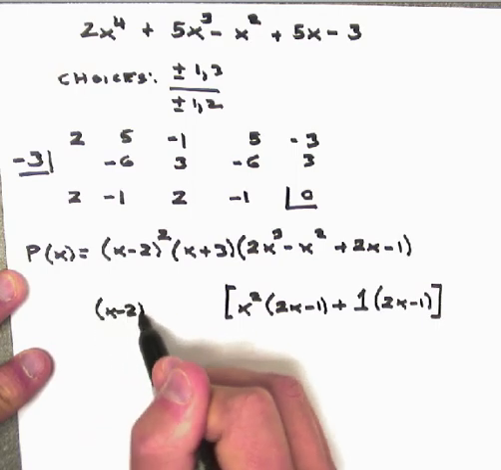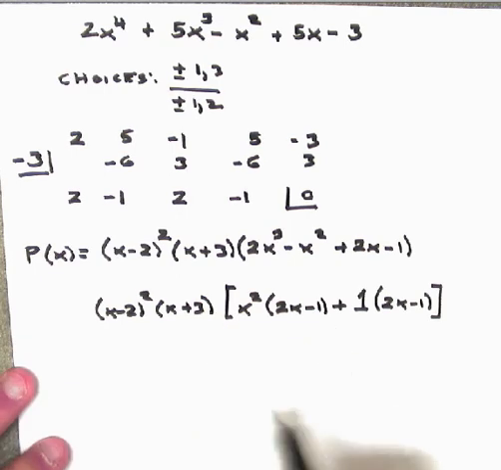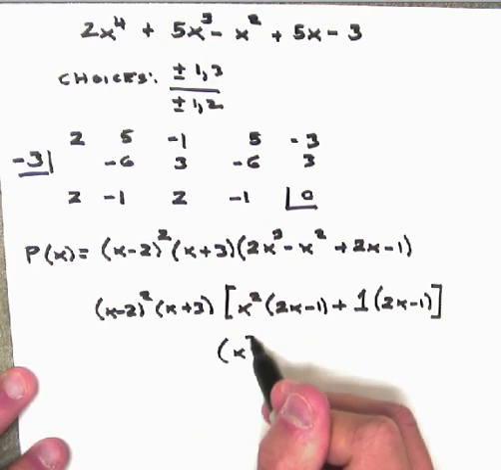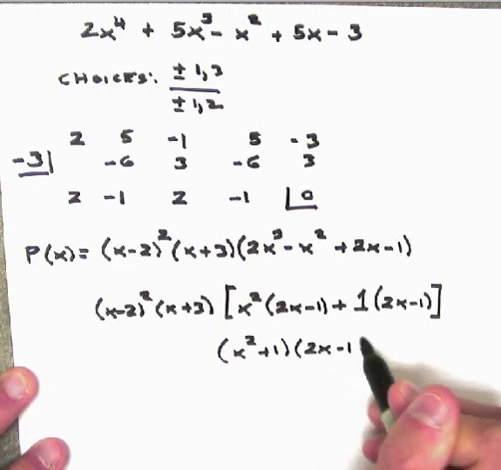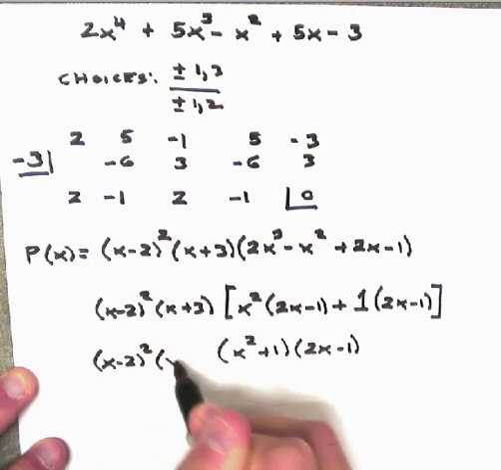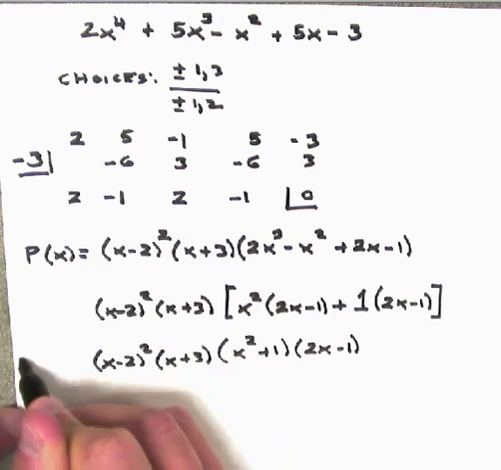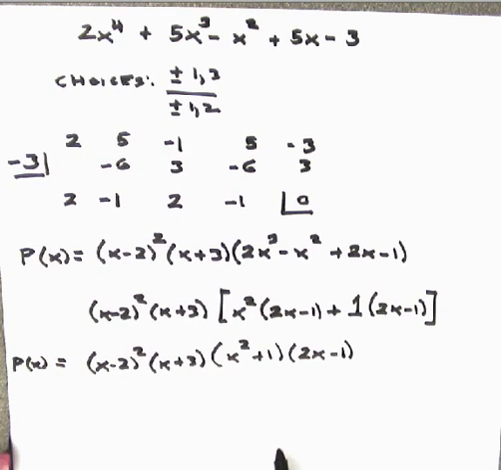Bring down my work so I don't lose track of it. So this factors by grouping as x squared plus 1 and 2x minus 1. And I still have my x minus 2 squared and my x plus 3. And there's my p of x. So I have now factored this as far as it will go. X squared plus 1 is the sum of 2 squares. It does not factor with real numbers. This would produce imaginary zeros, so we don't worry about those.